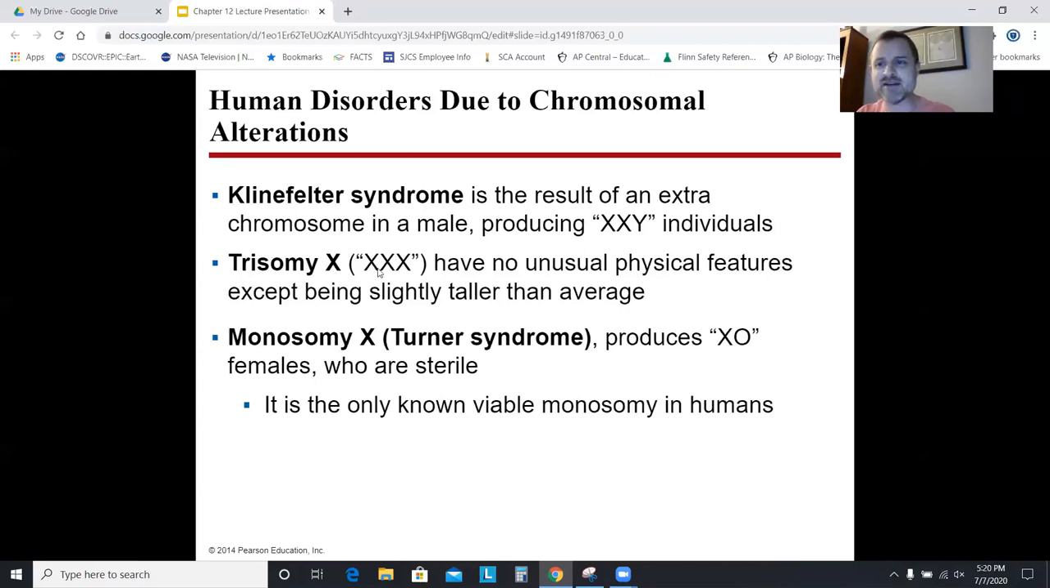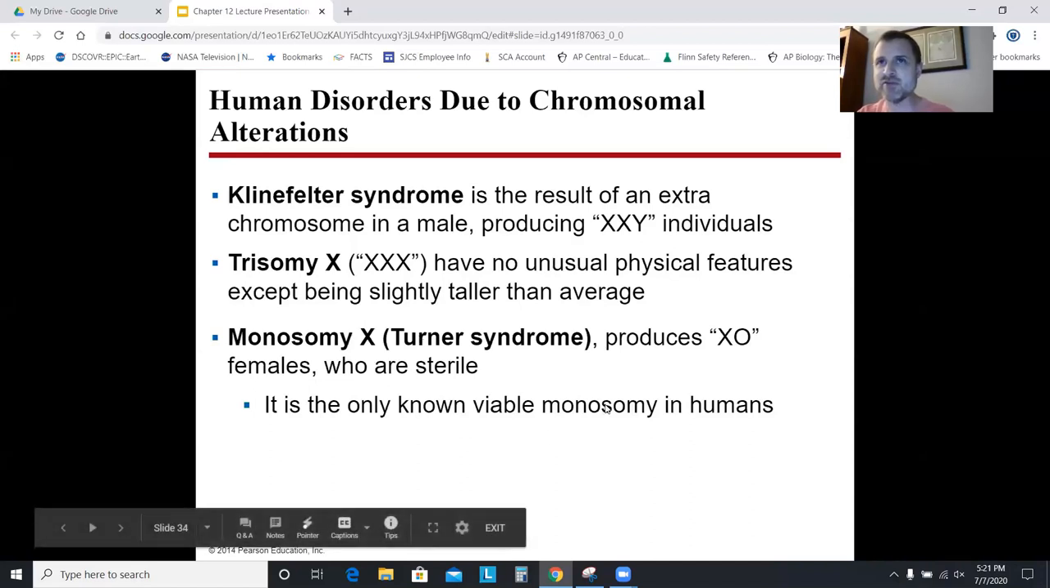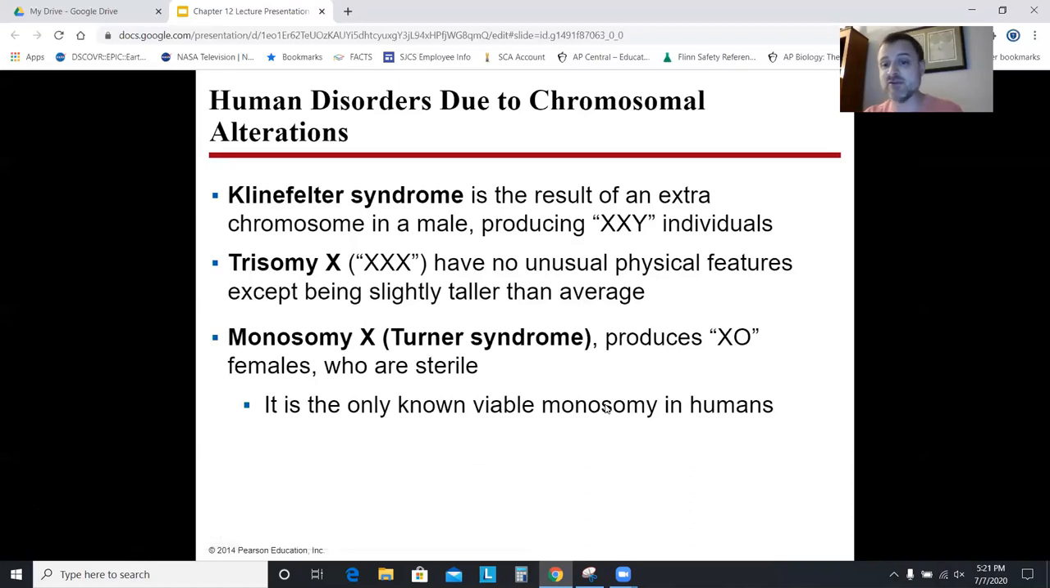Trisomy X is XXX, having triple X. Obviously you're a girl. They're taller than normal, but you can have it and not even know it. Monosomy X is also called Turner syndrome. The nickname is XO. You only have one sex chromosome, just an X. The O just means you're missing the other one. So you're a girl, right? Because you have the X. You survive fine. Oftentimes you're sterile, as in you can't conceive. But health-wise, you're okay. And actually, that's the only viable monosomy: the only chromosome that you can be missing one of is if you are XO.